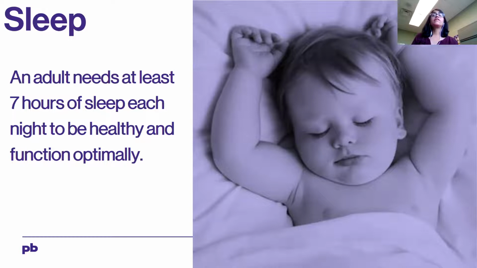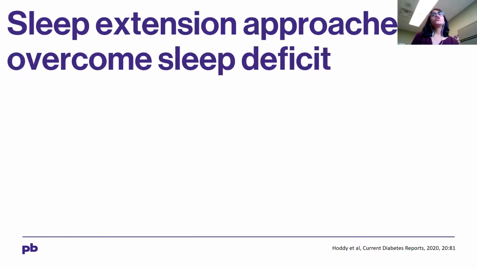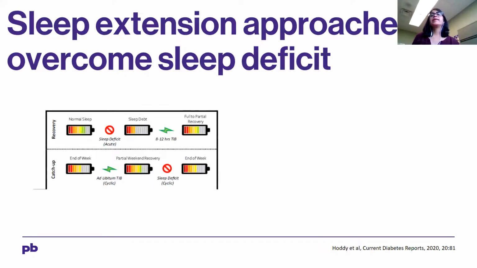Lastly, I would like to emphasize sleep as a health investment. Typically, an adult needs at least 7 hours of sleep each night. And this will not just keep them healthy, but will also help them function optimally. There are several approaches to make sure you have enough sleep. Some of them are considered like a recovery approach, where you, for some reason, had a short sleep duration the night before, and then next day you try and make it up by increasing your sleep time duration.